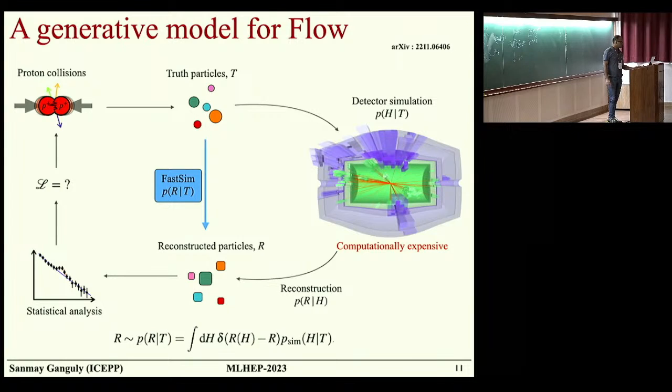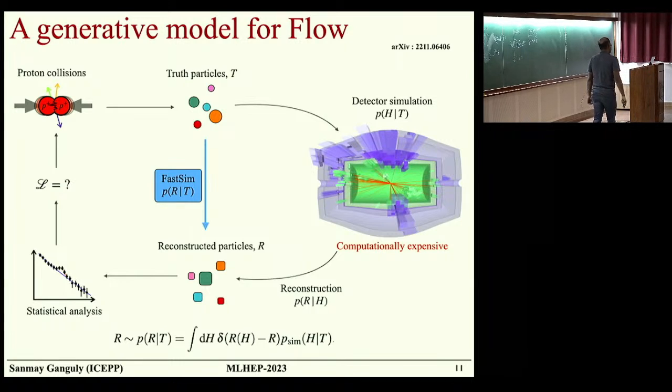And also, when we talk about generative models, what we were trying to do: we had a collision event which produced truth particles, and it passes through detector simulation, and we make our statistical analysis out of these reconstructed particles, right? So at the whole conceptual level, the generative model is trying to bypass this and produce a fast simulation.